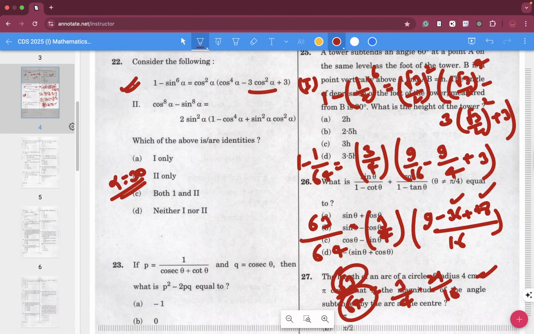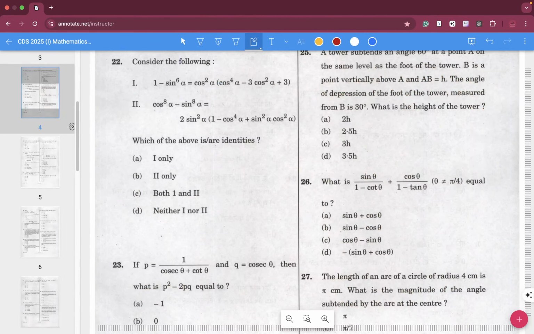Even if you take alpha is equal to 60, or even if you take alpha is equal to 90 or alpha is equal to 0, it will satisfy this particular equation over here, right? So which means the first one is pretty much correct.